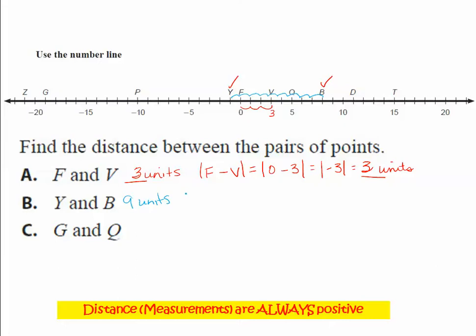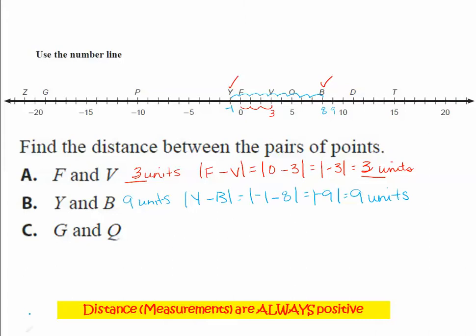Okay, now if I use the formula, I'm going to have Y minus B. Notice Y is a -1. So -1 minus the B coordinate. So here's 10, this is going to be 9, that's going to be 8. So I'm going to say -1 minus 8. -1 minus 8 is going to give me -9. The absolute value of -9 is going to be 9. So it's 9 units.